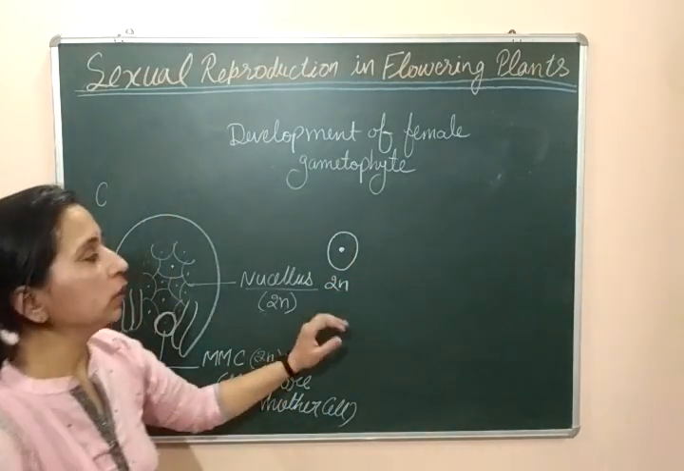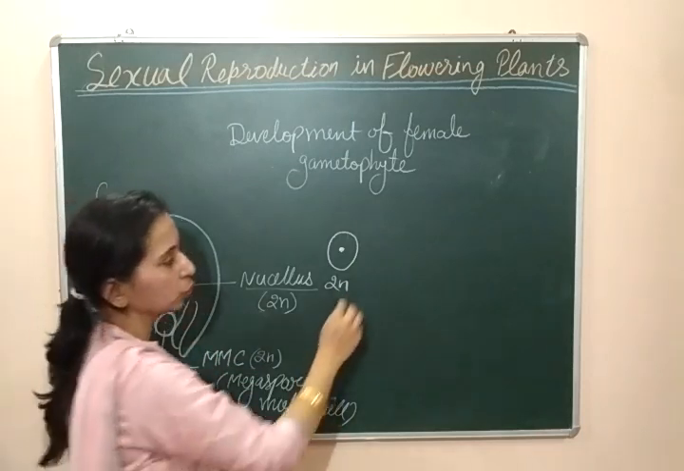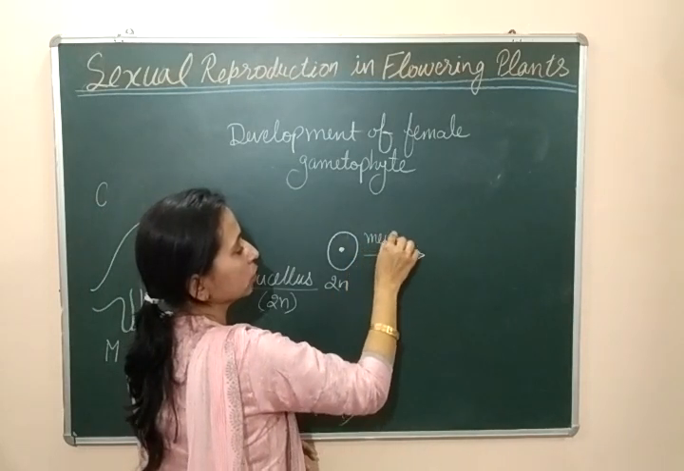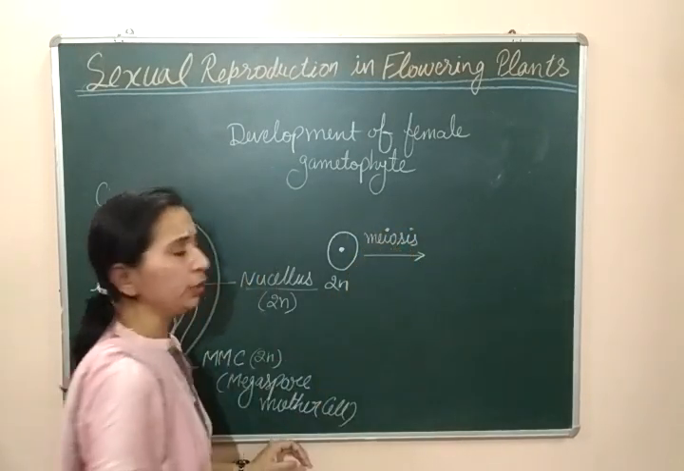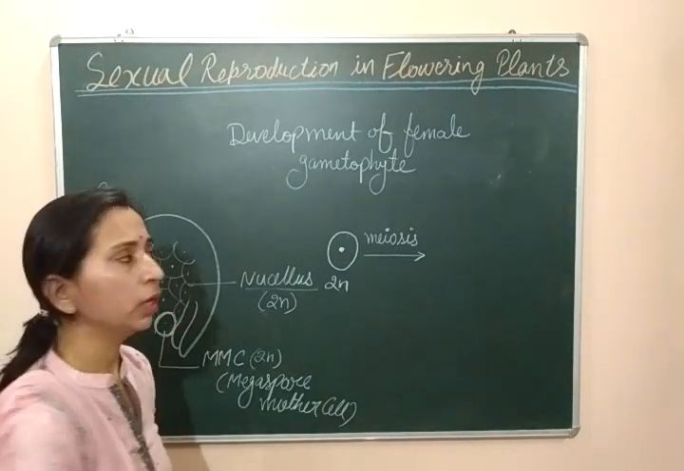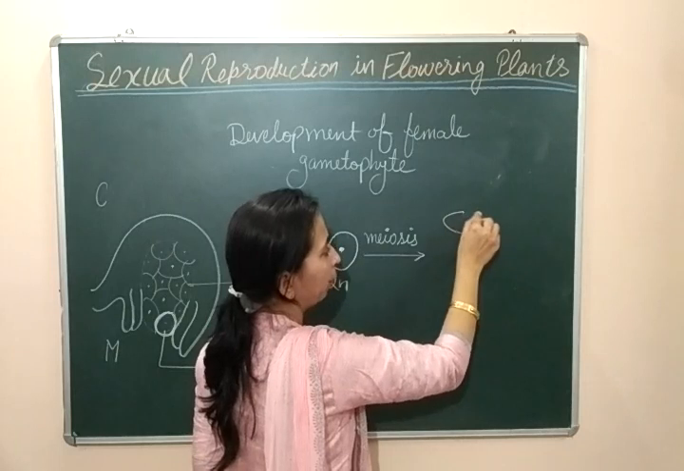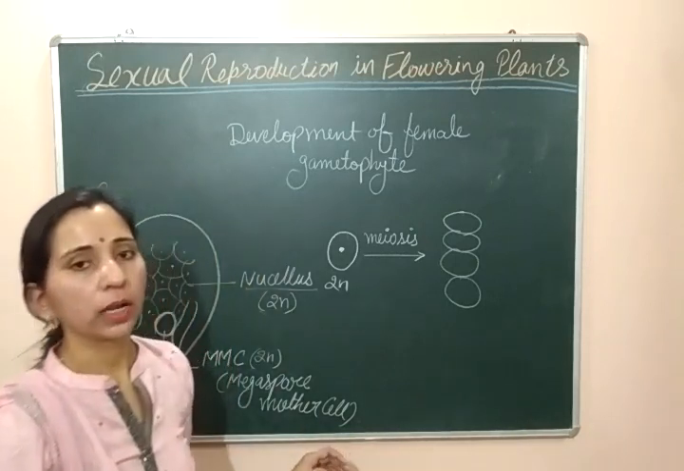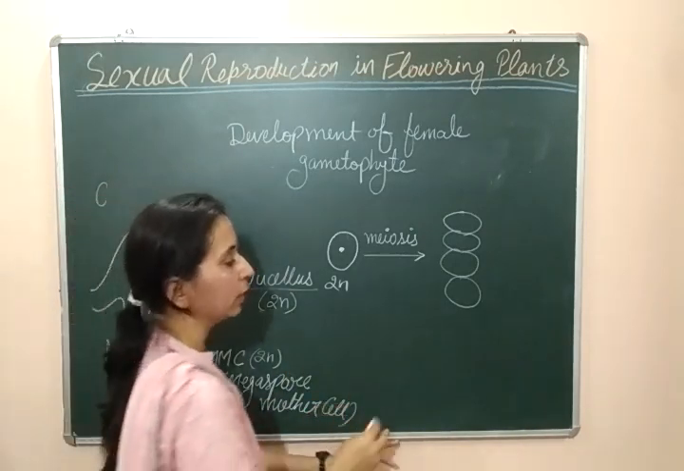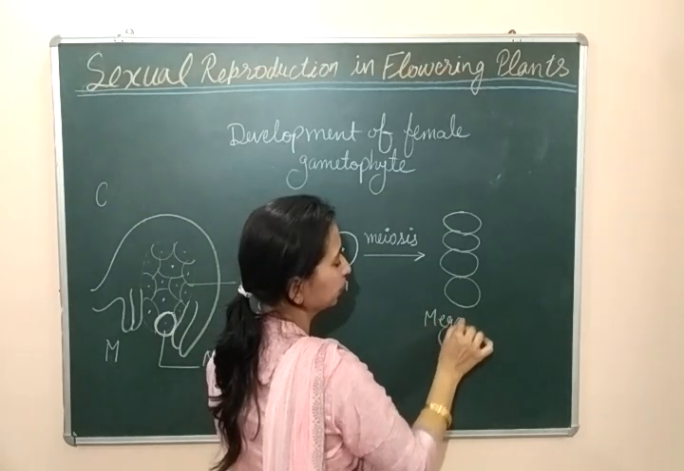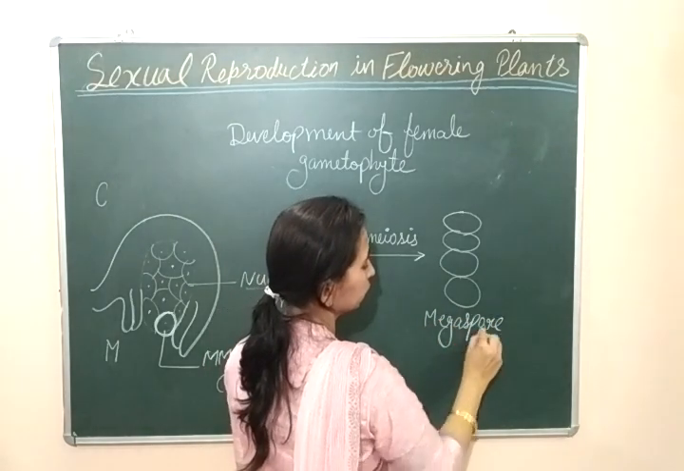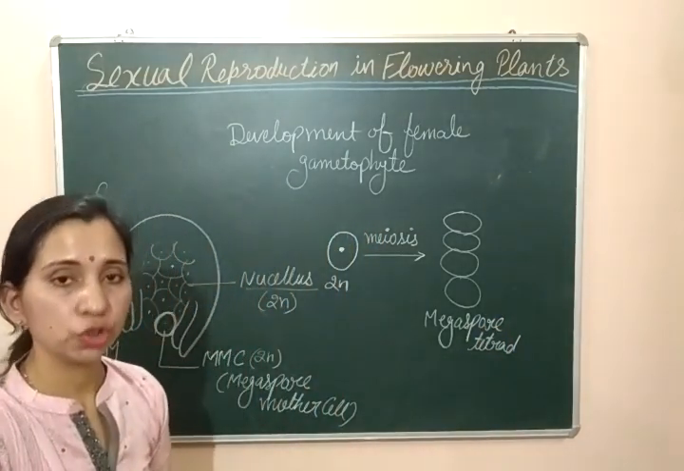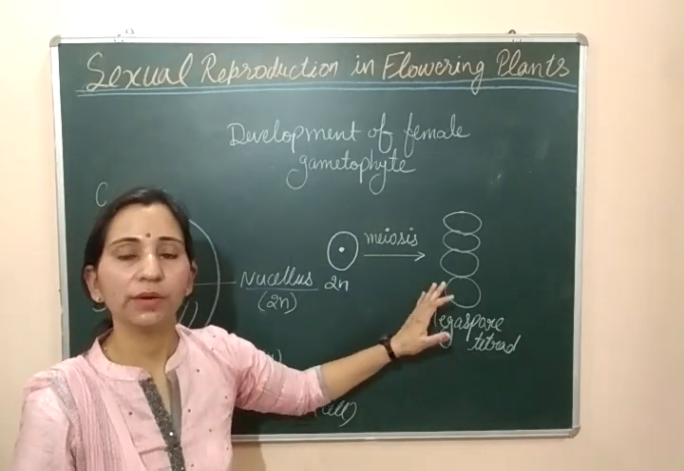This MMC, this cell which is 2n or diploid in nature, will start dividing. It undergoes meiotic division. So meiosis will happen here, and due to the meiosis, 4 cells are formed, and all these 4 cells are haploid, and these 4 cells are arranged together and they form a tetrad. This is known as megaspore tetrad.